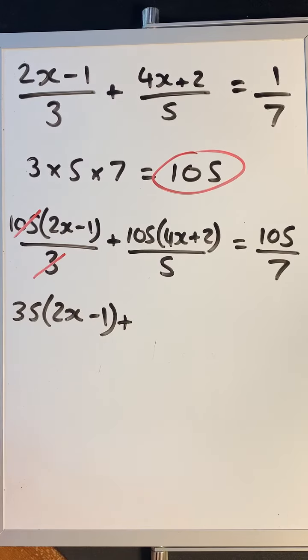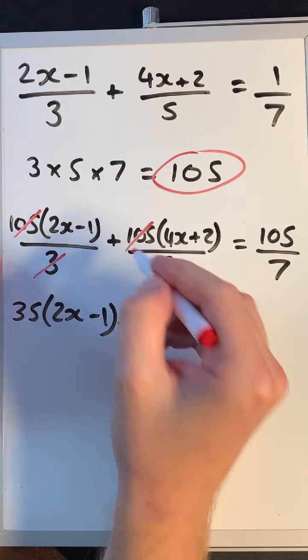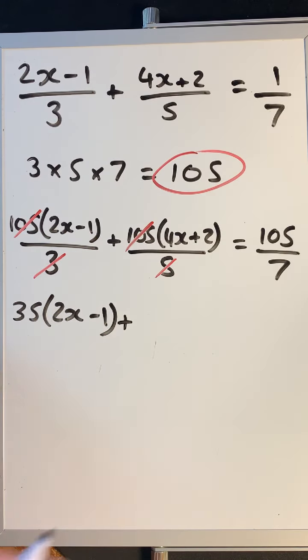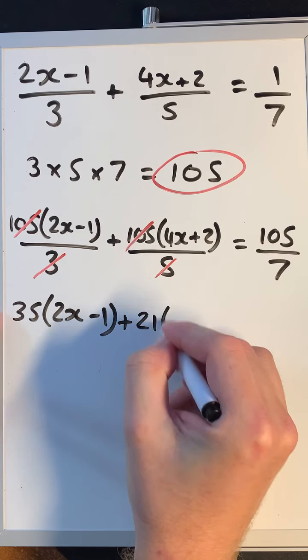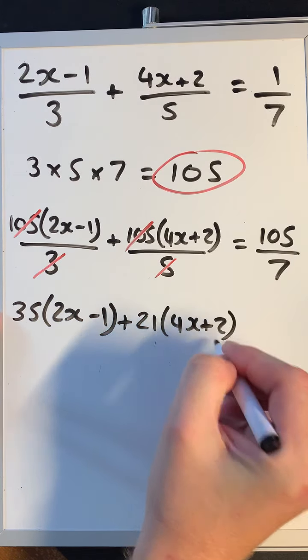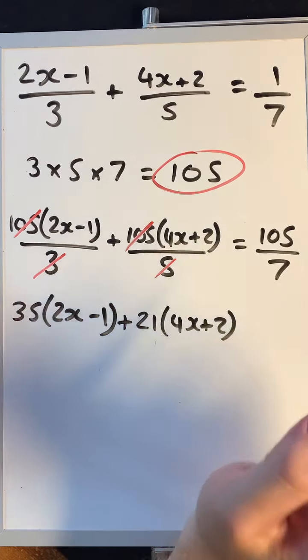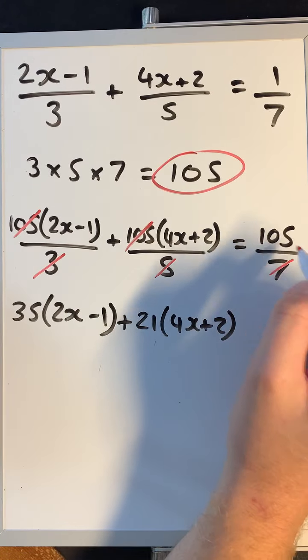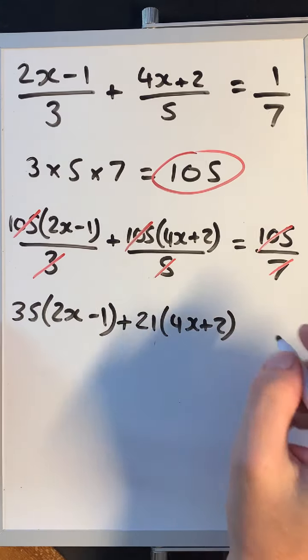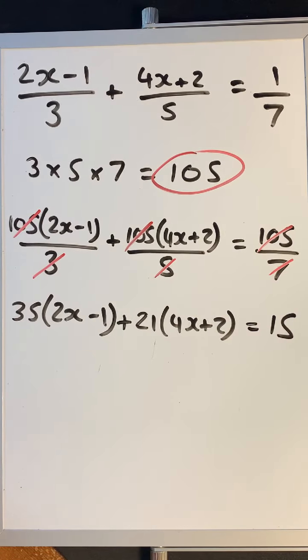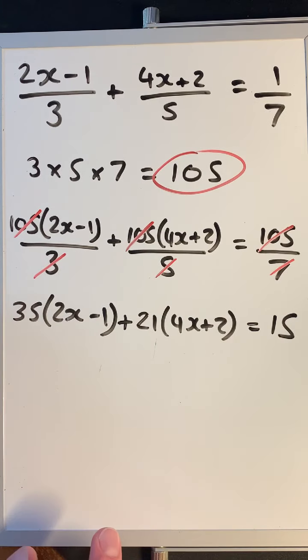Plus, this 5 will go into 105 21 times. So again, it's the other factors multiplied together. 3 times 7 gives you 21. And 7 goes into 105 15 times. Okay, so we get a nice number on the right hand side.